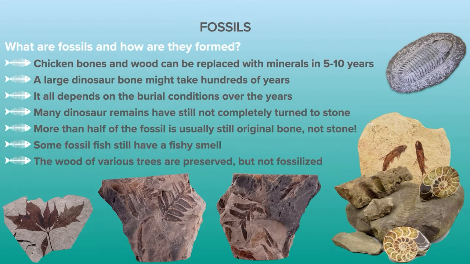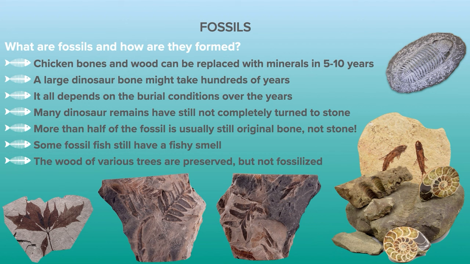Researchers have found that chicken bones and wood can be replaced with minerals in just 5 to 10 years, while a large dinosaur bone might take hundreds of years to completely mineralize. It all depends on the burial conditions over the years. Many dinosaur remains have still not completely turned to stone. In fact, more than half of the fossil is usually still original bone, not stone. Some fossil fish still had a fishy smell when they were first discovered.